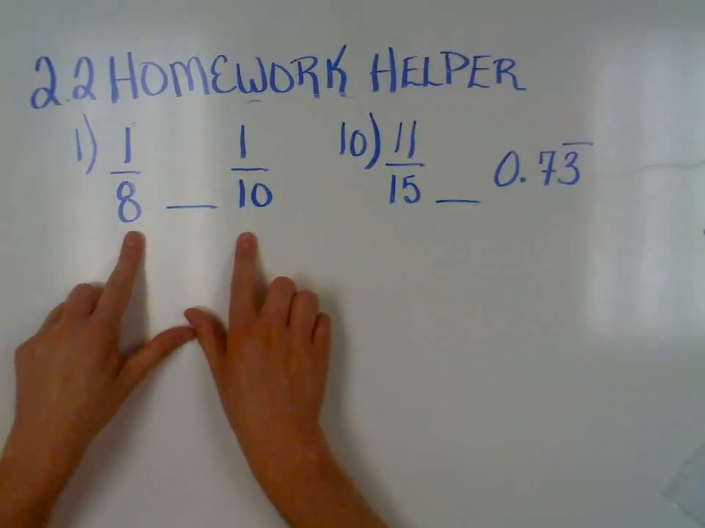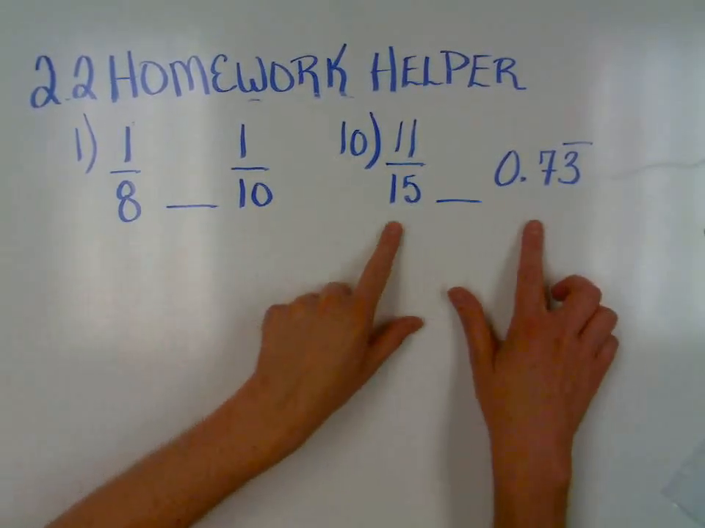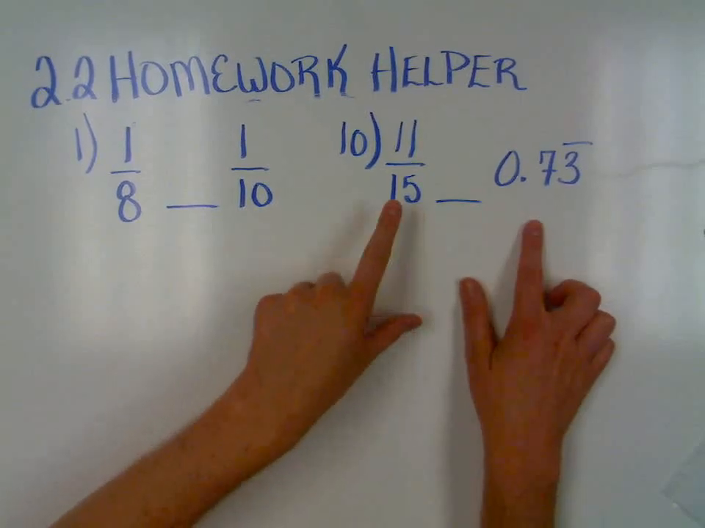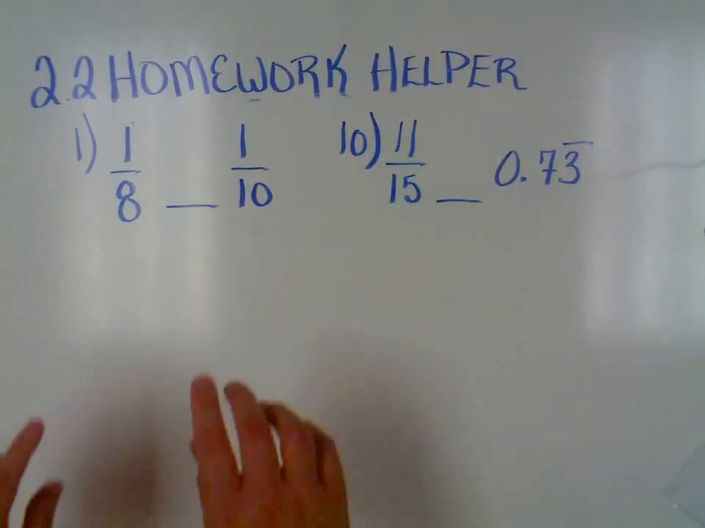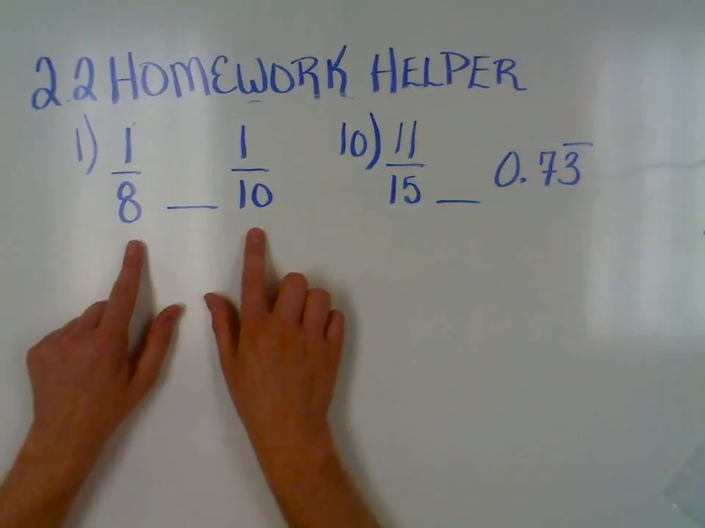In question 1 that I've picked, we're working with two fractions. In question 10 that I've picked, we're working with a fraction and a decimal. Remember, in order to compare things, they really have to be in the same form first off. So they're either going to have to be all fractions or all decimals. Now, number 1, they are all fractions.